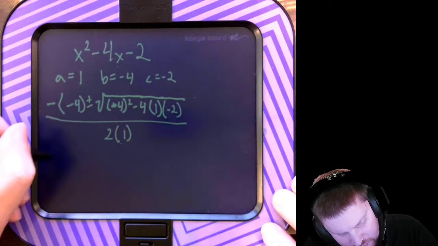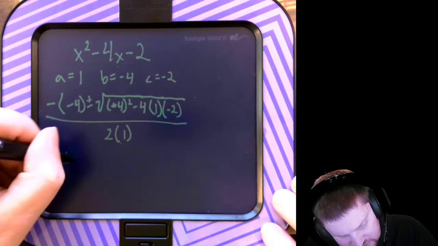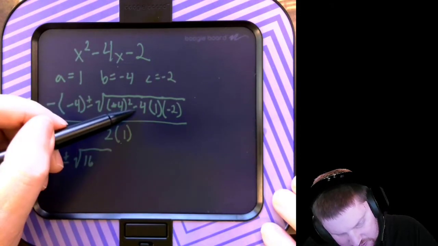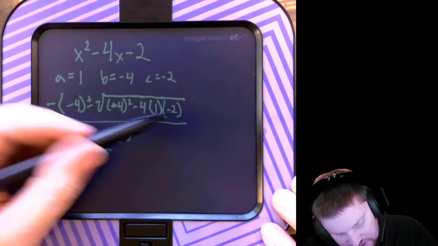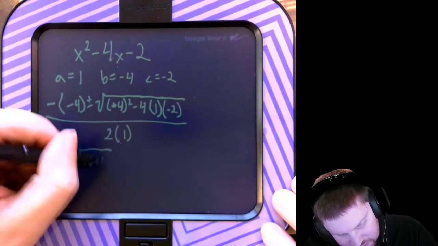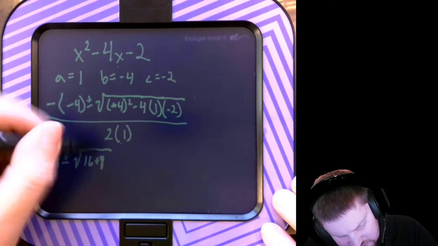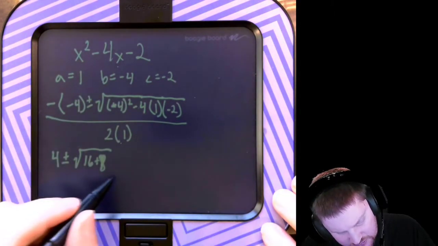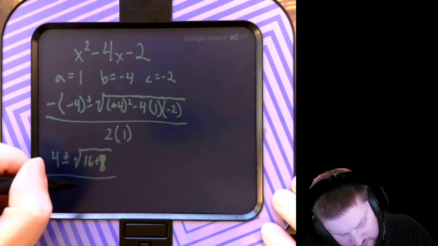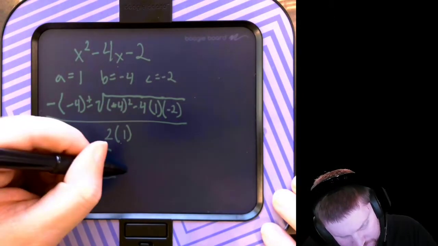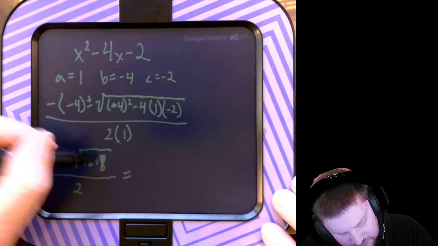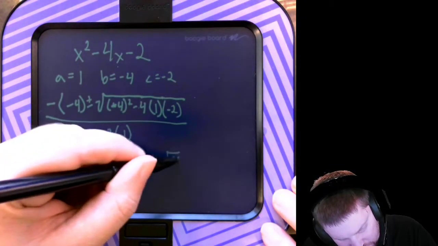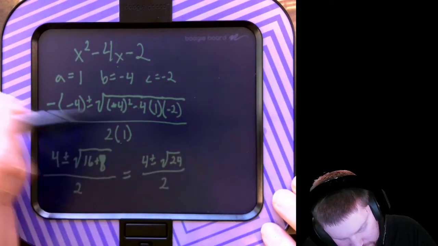So -4 is just 4, plus or minus the square root. -4 squared is 16. 4 times 2 is 8, so this is actually going to be plus 8. Over 2. 16 plus 8 is 24. So 4 plus or minus square root of 24 over 2.